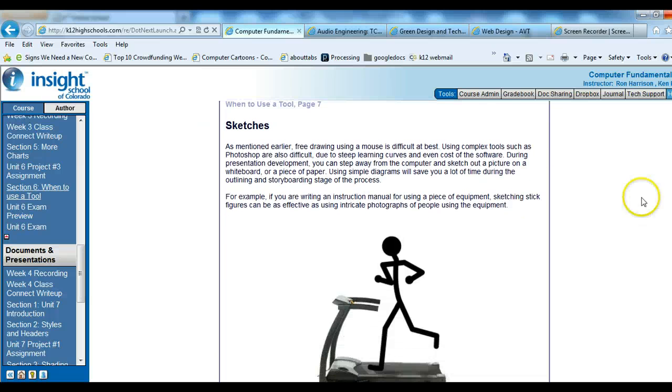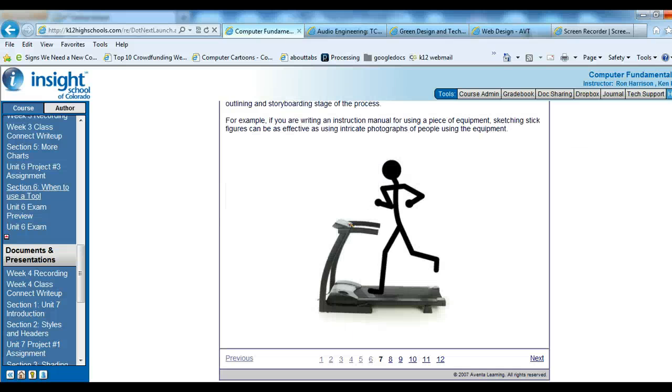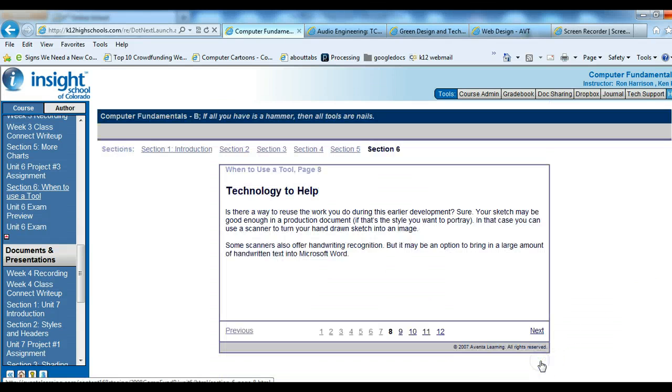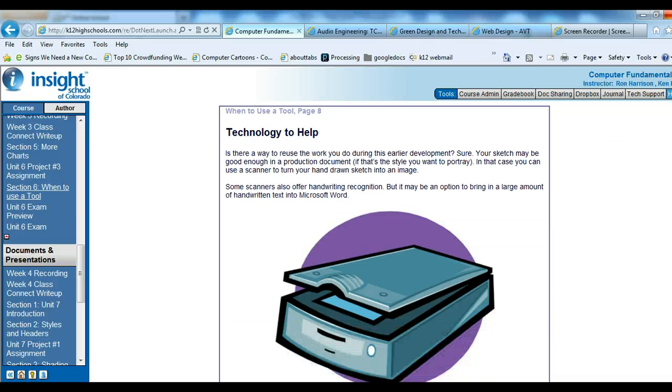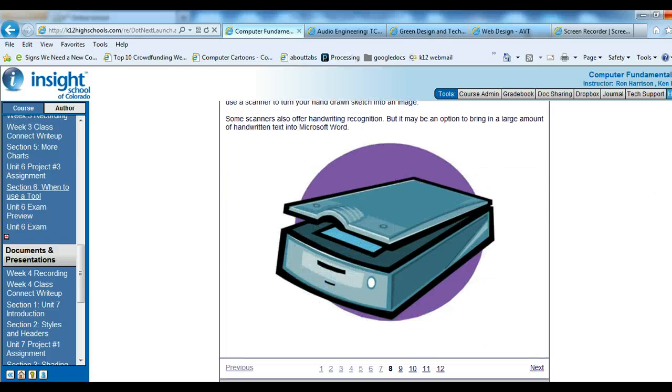Sketches. So sketches are used in a storyboard. If you're doing an assignment where visual tools are better, then obviously you would use sketches to work on that storyboard. Different types of technology tools. This talks about sketches, where you can put them through a scanner to turn them into graphic files that you can use.